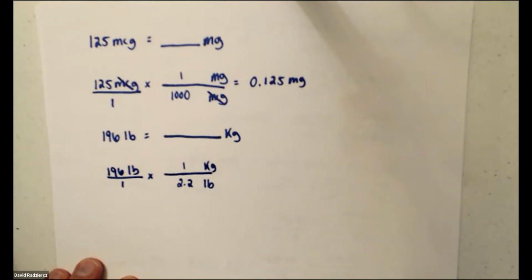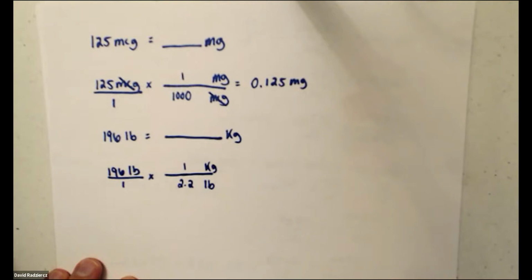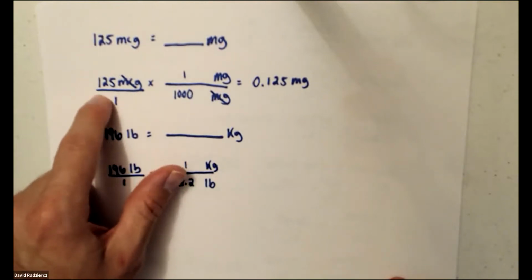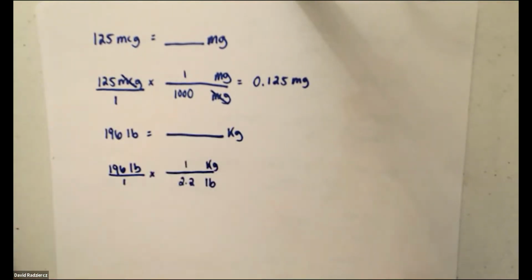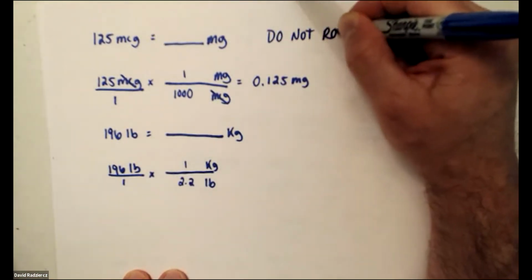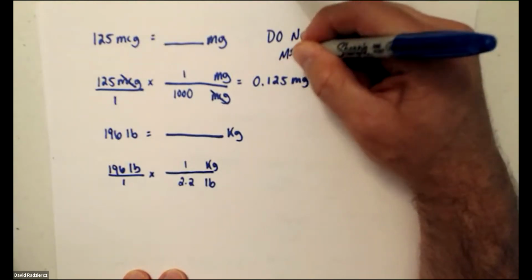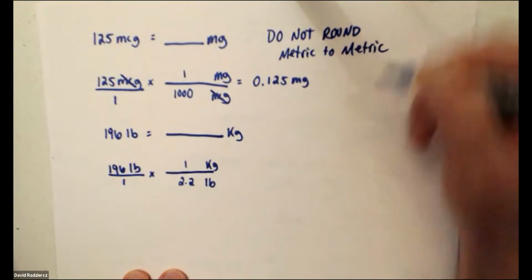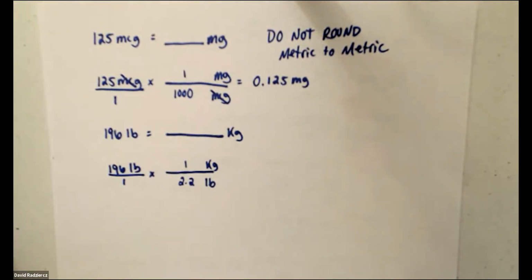Someone just asked, so each time we convert, no rounding? I'm actually showing you the time that you will round. When you're staying within the same unit, metric to metric, do not round. Okay, so I'm just going to write do not round, metric to metric. So when you're going from metric units to metric units, and that's all it's asking you, and there's no medications involved, don't round that.